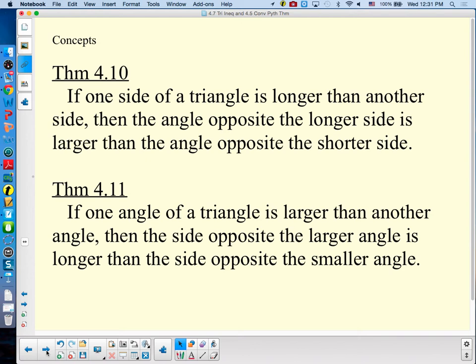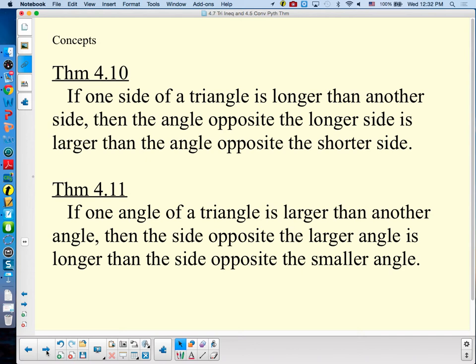So I'm going to draw some triangles on the board. I'm not going to use a ruler, so you won't be able to use my drawing to tell which is longest or shortest. It might not be drawn exactly right. Let's say this side is 6, this is 8, this is 9.